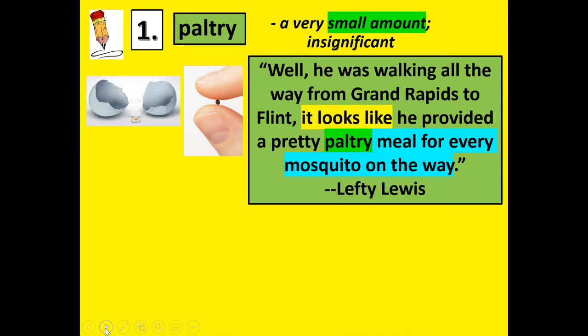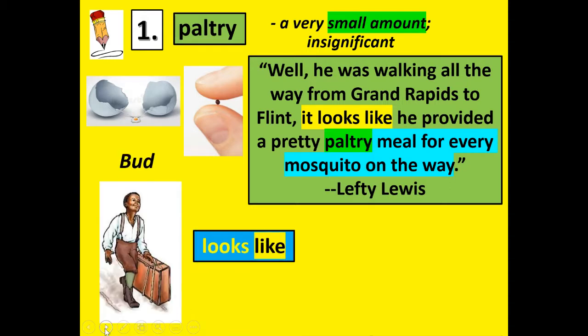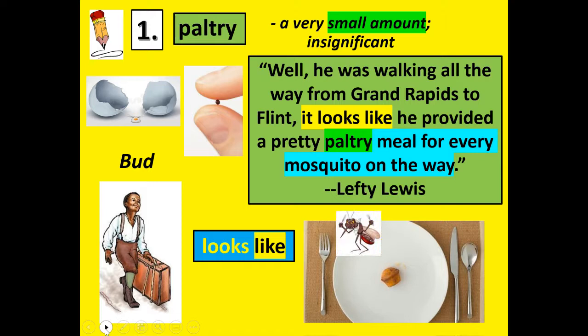Very small. So here is the quote that Lefty Lewis said to his daughter when he was describing Bud. "Well, he was walking all the way from Grand Rapids to Flint. It looks like he provided a pretty paltry meal for every mosquito on the way." Lefty Lewis. So he says that Bud, here's the picture of Bud. Bud looks like a paltry meal, or a very small, insignificant meal for mosquitoes.